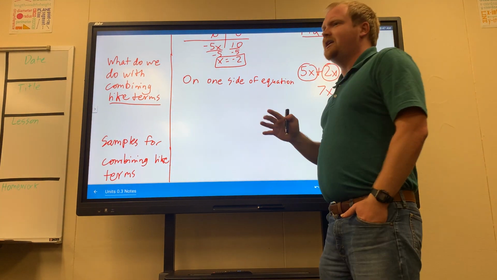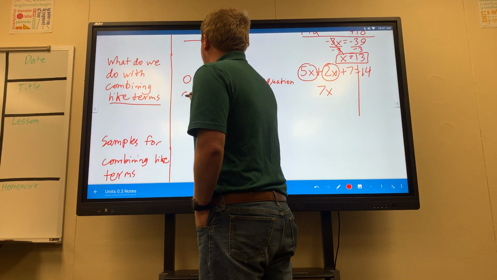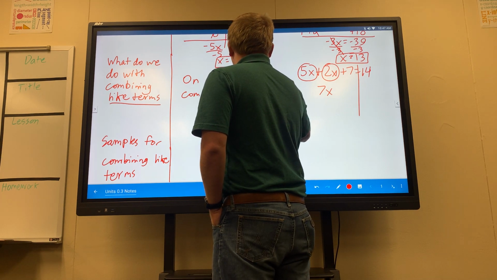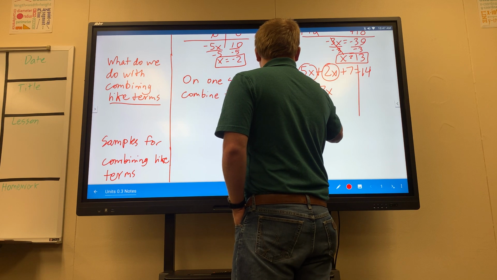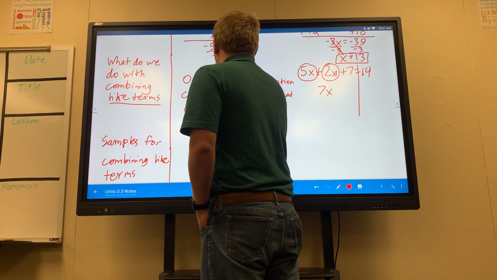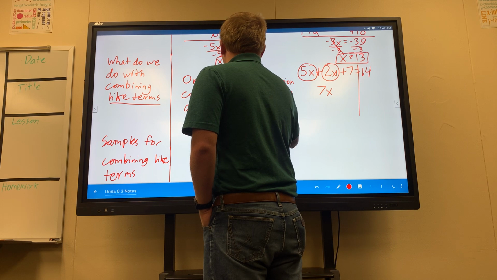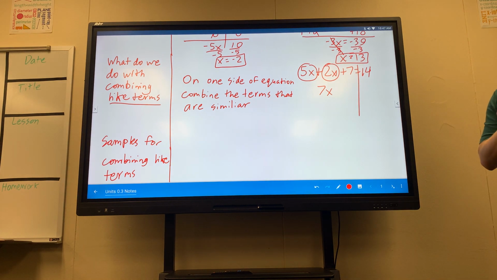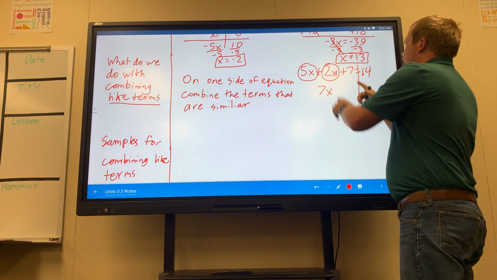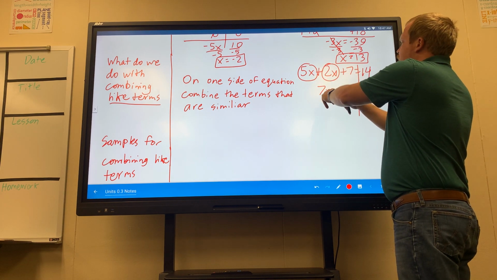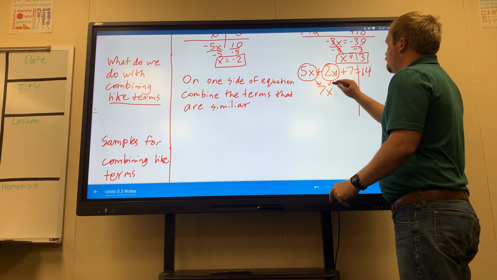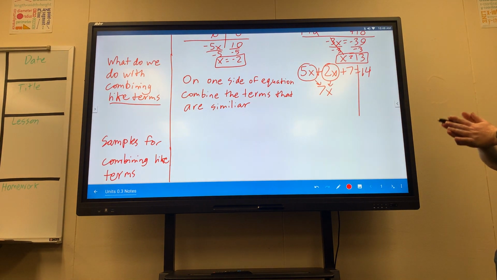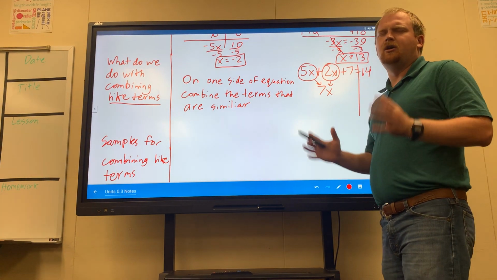So I don't combine these two. On one side of the equation, combine the terms that are similar. You want to combine the terms that are similar to each other. Just like the x's. They're both x, so I'm going to combine them to give me 7x. And that's just putting them all together. That's the idea of combining. Just put them all together.